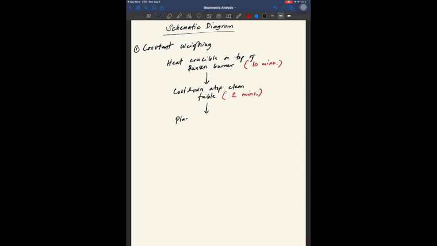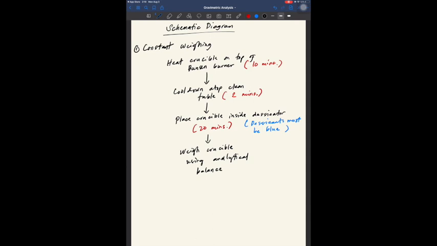The next step is placing our crucible inside the desiccator. It was for 20 minutes. And take note that in here, your desiccants must be blue, because if it's pink, meaning your desiccants are wet. After 20 minutes, we have to weigh the crucible using your analytical balance. So you have 3 trials of constant weighing, meaning you have to perform all this 3 times. So after weighing crucible number 1, of course your crucible number 1 should already be labeled.